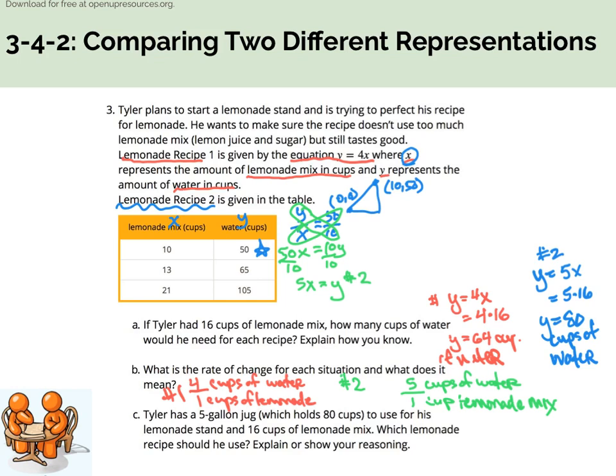Last one is Tyler has a 5-gallon jug which holds 80 cups to use for his lemonade stand, and he has 16 cups of lemonade. Which lemonade recipe should he use, and explain why? If we look at the answers above, with recipe number 1, we have 64 cups of lemonade. For recipe number 2, we had 80 cups of lemonade. So can this 5-gallon jug hold recipe number 1 and recipe number 2?